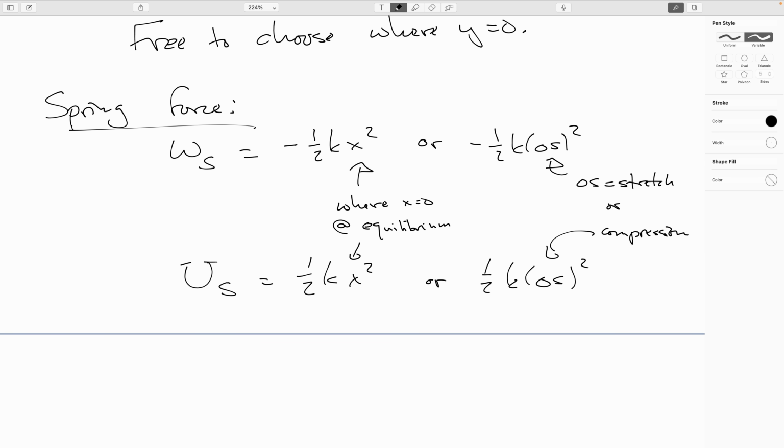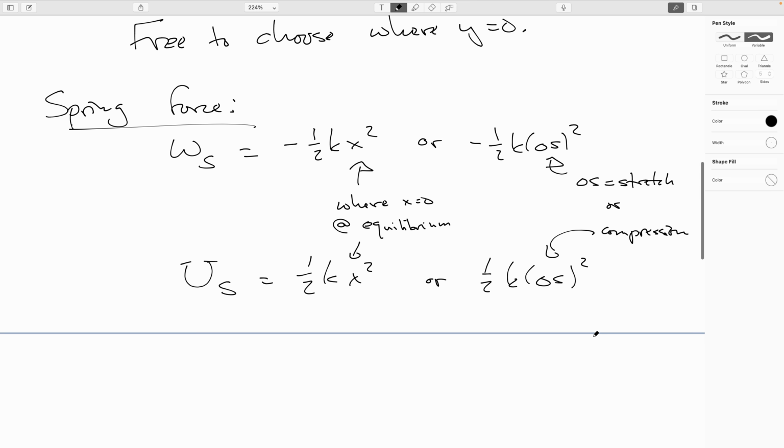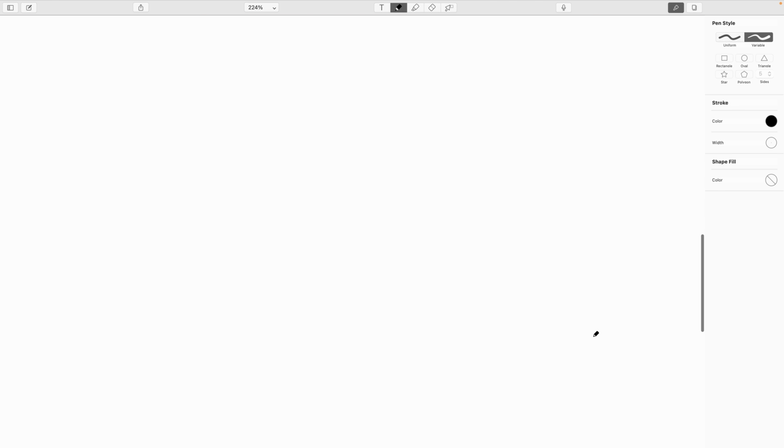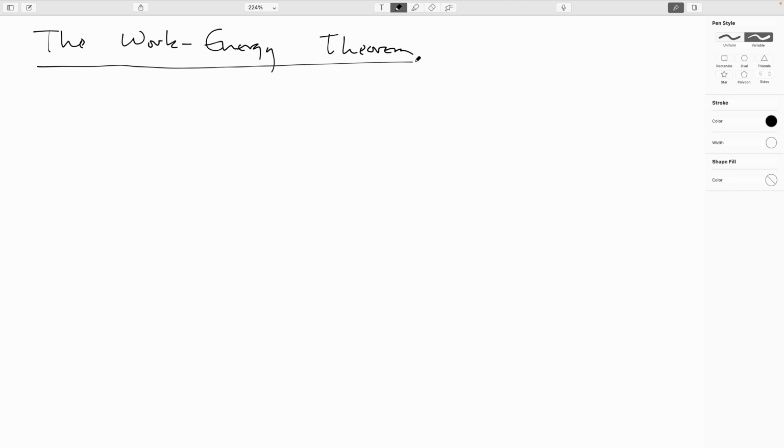All right. So with that defined, what that allows us to do now is come up with the work-energy theorem, which is just a riff off of the work-kinetic energy theorem that we saw before. So we'll start with the work-kinetic energy theorem that, remember, said that the net work on an object was equal to the change in kinetic energy.